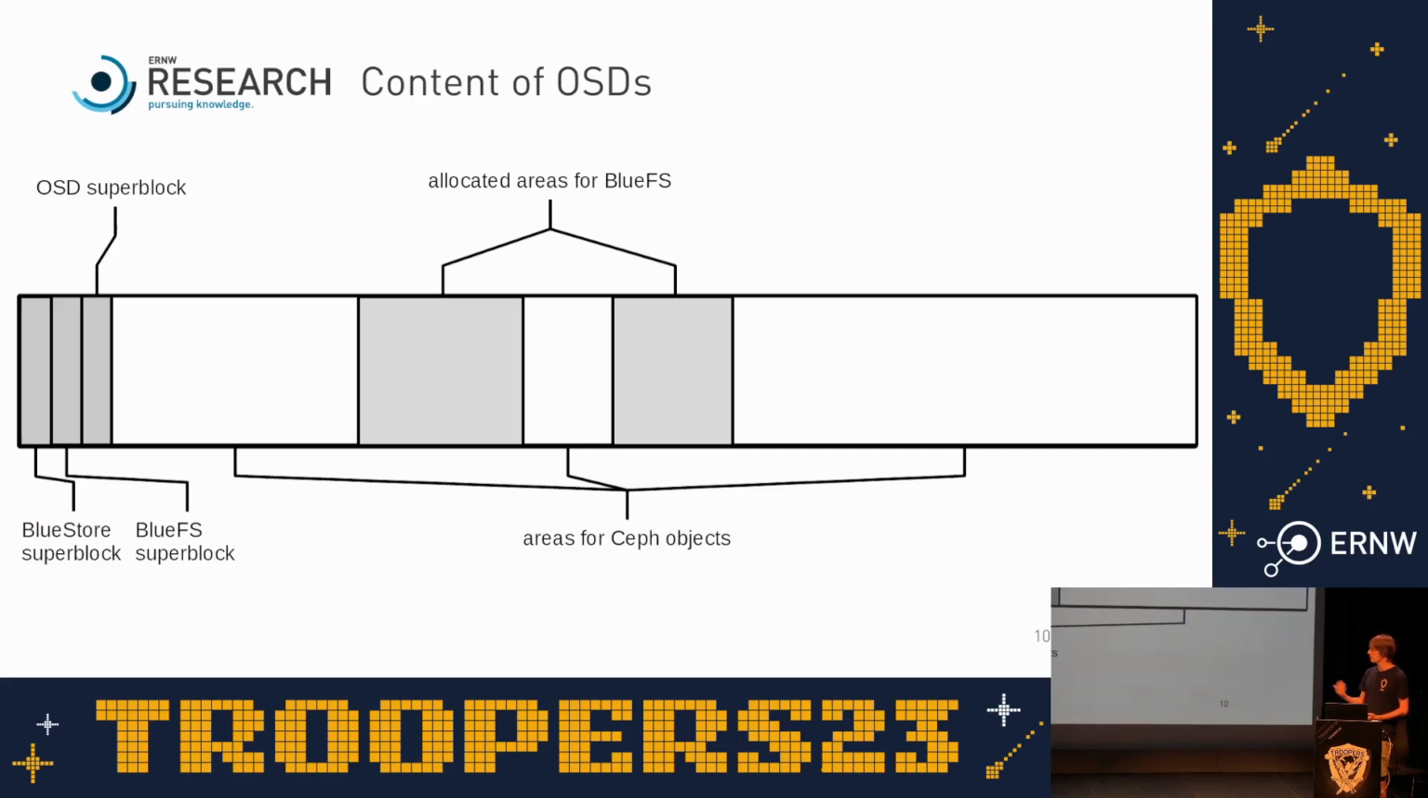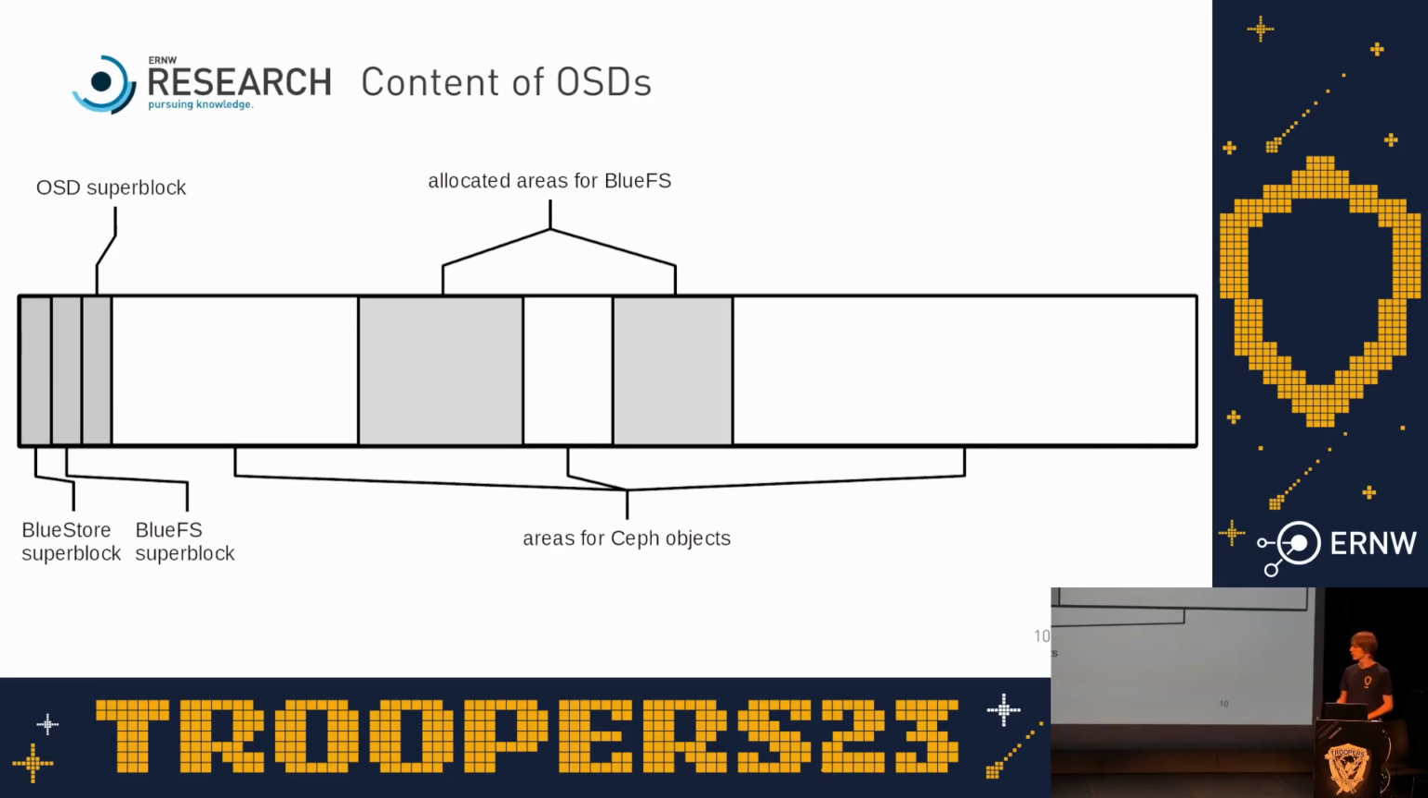You have then a BlueFS superblock, which points to this very simple file system, the BlueFS. And you have an OSD superblock. This contains some more information about how the OSD is configured and where you can find stuff. And then you have the largest part of the drive used to store the actual Ceph objects. But in between, you have different areas where BlueFS is stored.